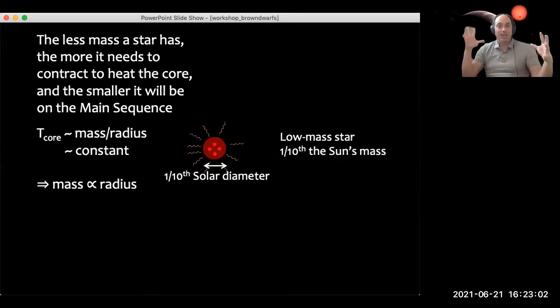So again, the whole game is we want to get the star to heat up its interior to the point where it's hot enough to start nuclear reactions, because those nuclear reactions will push back against the collapse of the star and allow it to be in a stable configuration, right? And the more mass you start off with, the less you have to contract it. The less mass you start off with, the more you have to contract it. And that's exactly why we have this sequence of radii and masses for these main sequence stars.